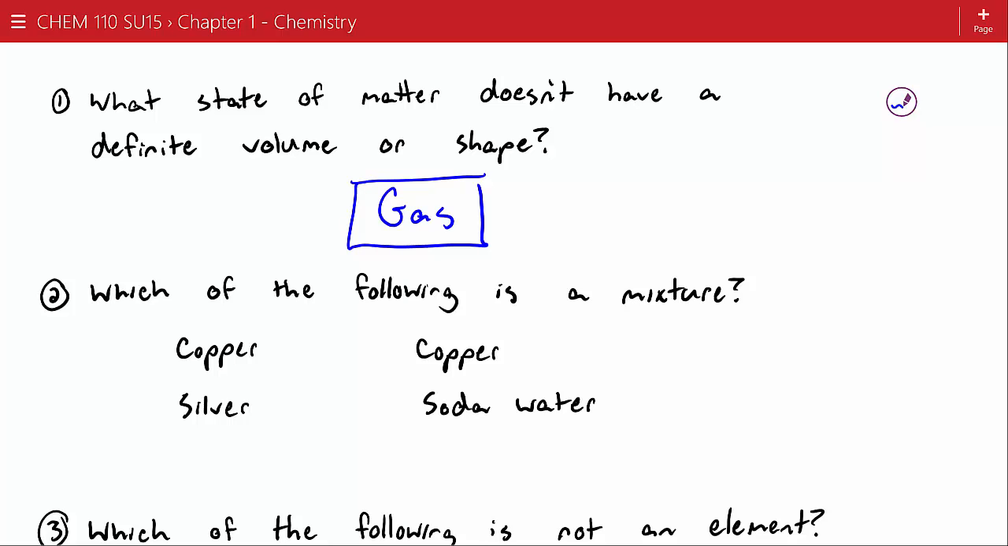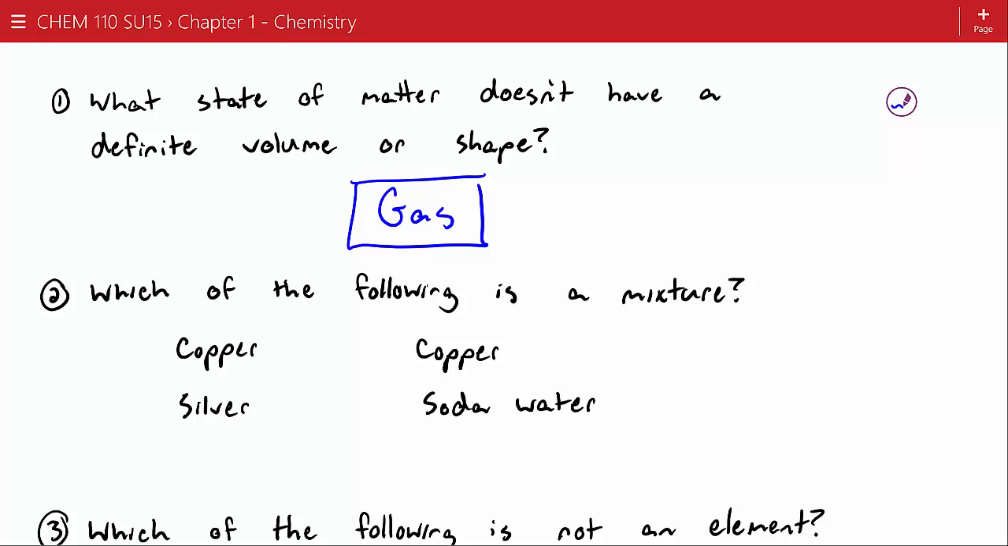All right, question 2 is, which of the following is a mixture? And I've got copper in there twice on accident. Copper, or silver, or soda water. So what is a mixture by definition? It's 2 or more things, right? Copper, if we look at the periodic table, is number 29, that's Cu. So this will be an element. Silver is Ag, number 47, so that's an element too.